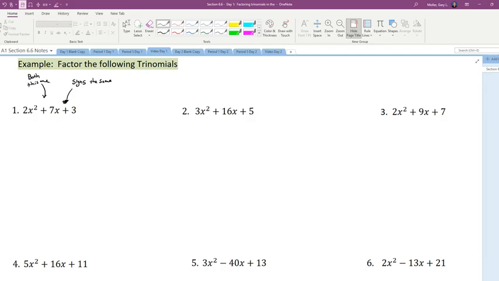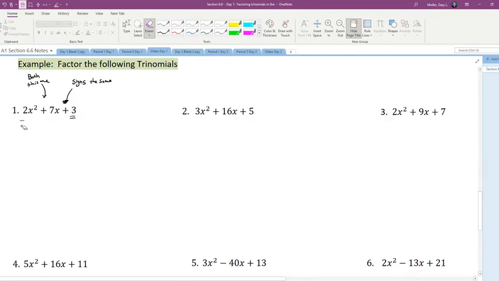Then we would normally look at the factors of 3, right? And then figure out how to add to get 7. But 3 and 1 does not add to be 7. That's impossible. Plus, I've got this number 2 in front that I have to deal with. So the rules have changed slightly.